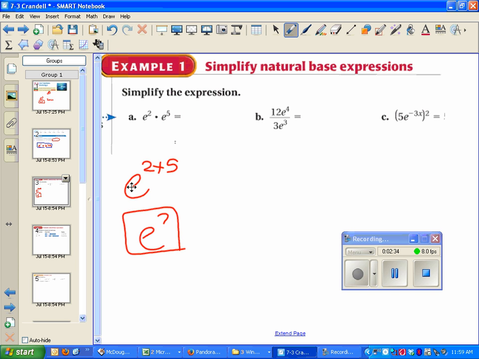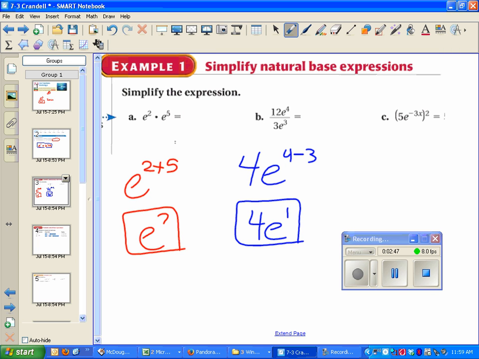Right, so 12 divided by 3 is 4, and then we can subtract the exponents, and so this is going to be 4e to the first. Okay. For C, go ahead and do that one all by your lonesome, so pause the video, and then hopefully you distribute that exponent, so you get 5 squared times e to the negative 6x. Right. So if you got that part, great. And then this is going to be 25 times e to the negative 6x.